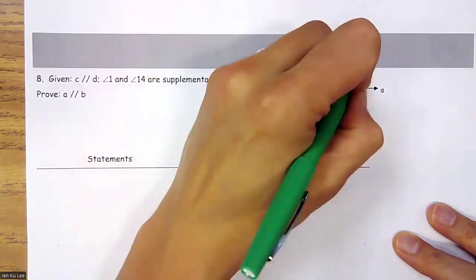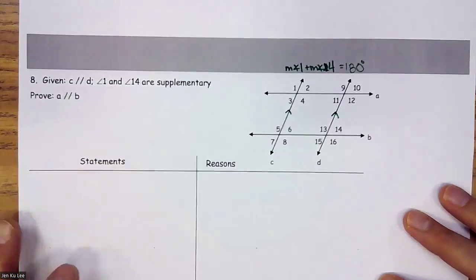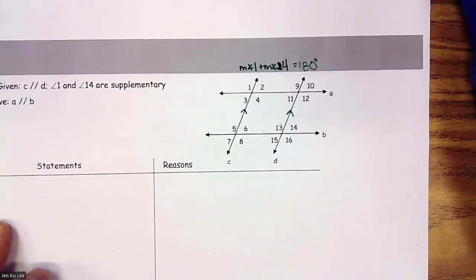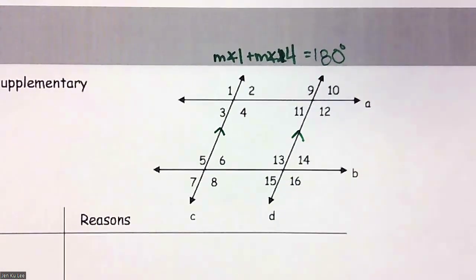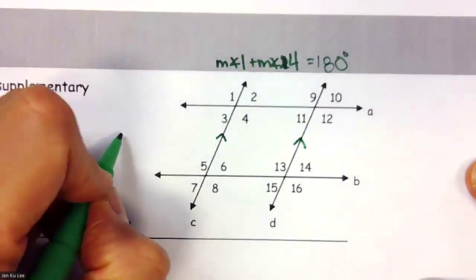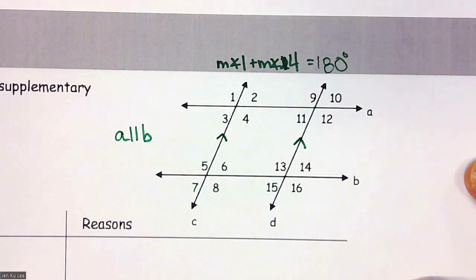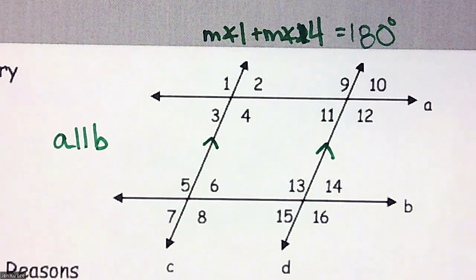Okay, and we have to prove that these two lines are parallel. All right, so those are my given statements. And I have to prove that A is parallel to B. Okay, so I'm going to give you two minutes to think it through. All right. Okay, go.